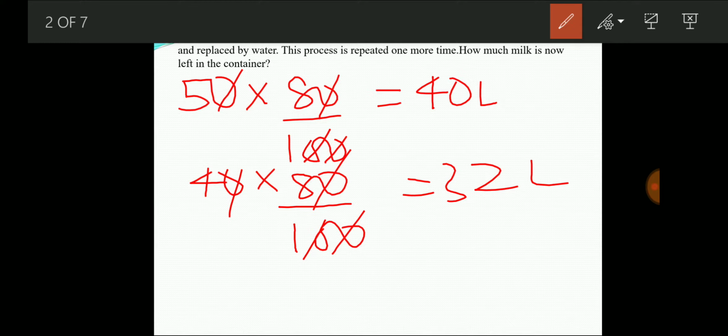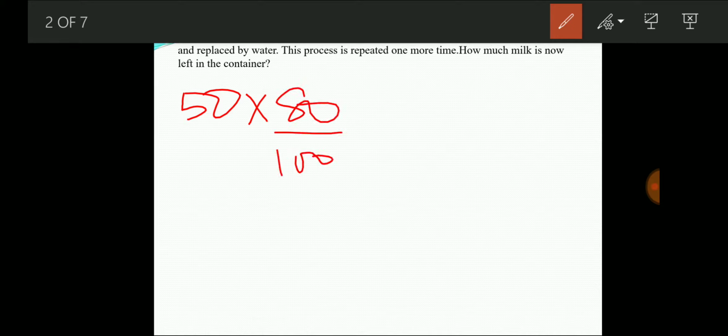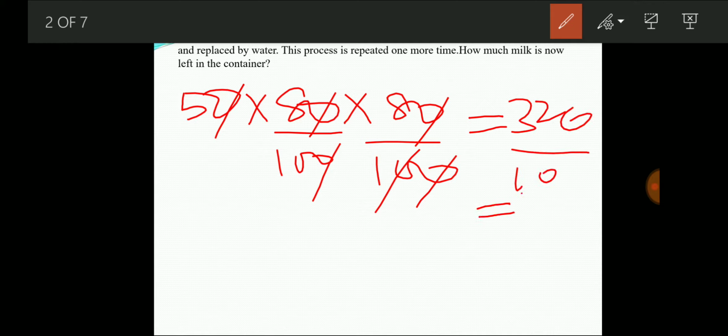So all that we have to do is 50 into 80 by 100 into 80 by 100 gives us the answer very easily, because as I said, milk gets reduced in the same portion. So it is 20% getting reduced. All that we have to do is 80 by 100 of the milk we'll have in the first portion. Second portion we'll have 80 by 100. So it is nothing but 2 zeros out and 2 zeros off, and we have 1 zero out. 8 into 8 is 64. 64 into 5 gives us 320. 320 divided by 10. So our answer is going to be 32 liters.